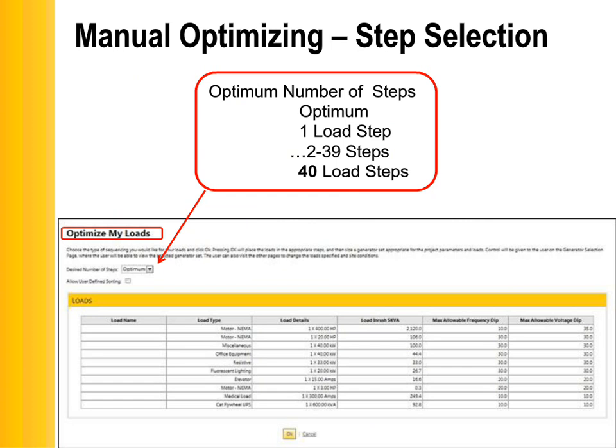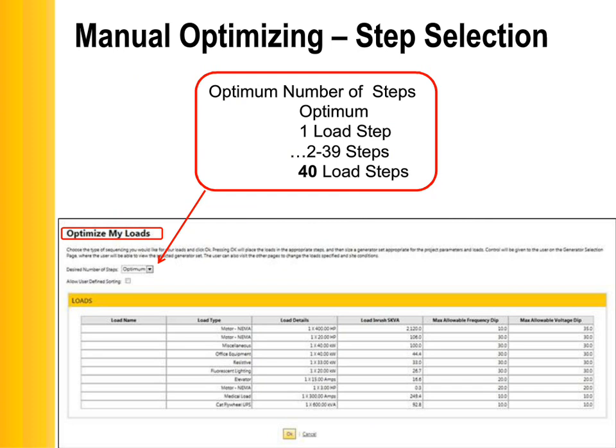And in addition to that, I mentioned this earlier, how do you know what's the right number of load steps to size the smallest genset? We developed a step selection called Optimum. It's the default. And if you simply click on Optimum, SpecSizer will find the least number of load steps that sizes the smallest genset. So all the work is done for you. However, from 2 steps up to 40, you can force the step selection.